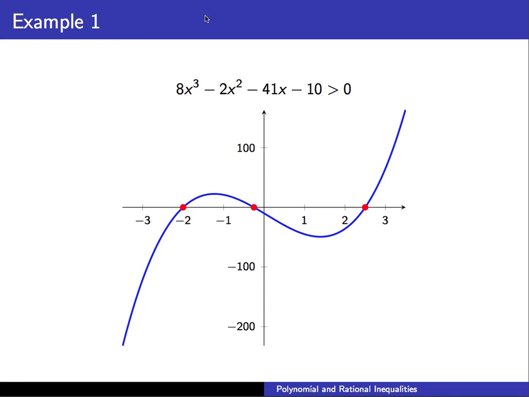So if we get a 0 on one side and the polynomial on the other, greater than is where the graph is above the x-axis, less than would be where the graph is below the x-axis, and then greater than or equal to, less than or equal to would be at or above or at or below. So we can also use a graph to visualize the solutions as well.